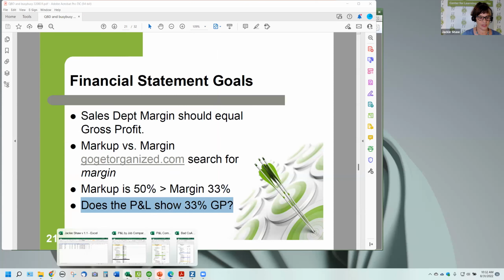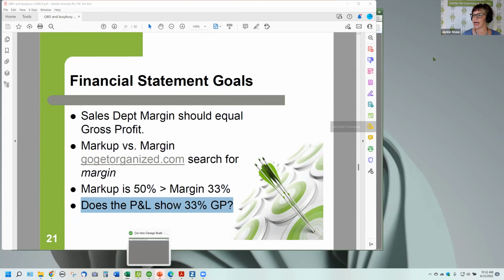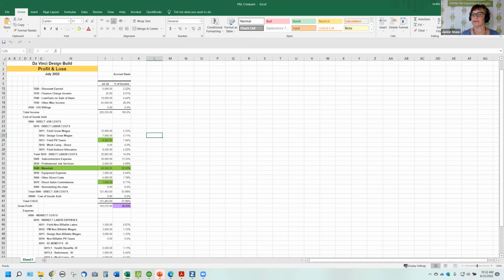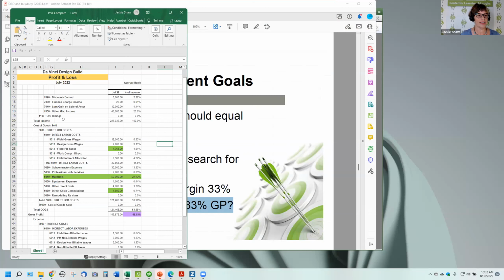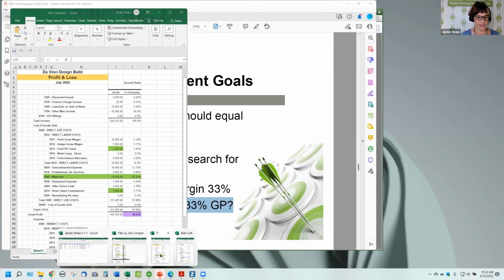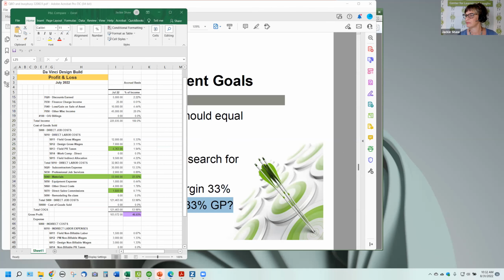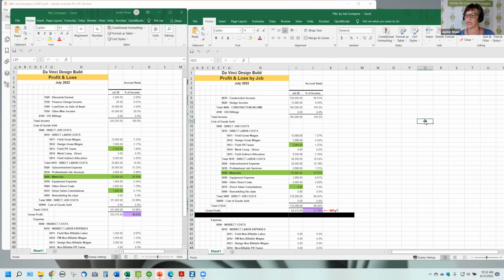Because I want to show you these two reports side by side. This is the profit and loss. So this is a profit and loss. The next thing I'm going to pull up is the profit and loss by job. You can run these in QuickBooks, easy breezy.